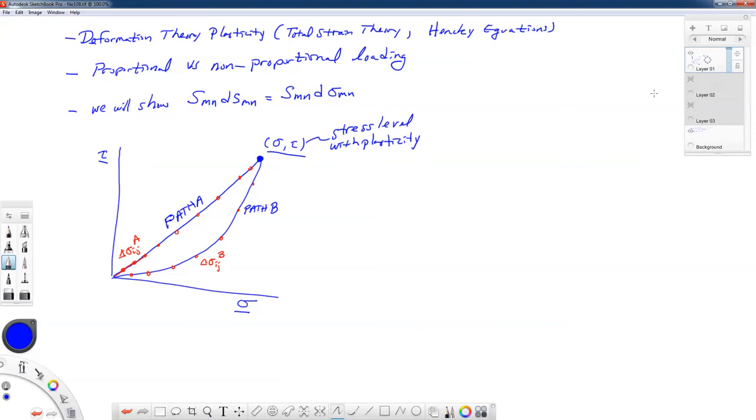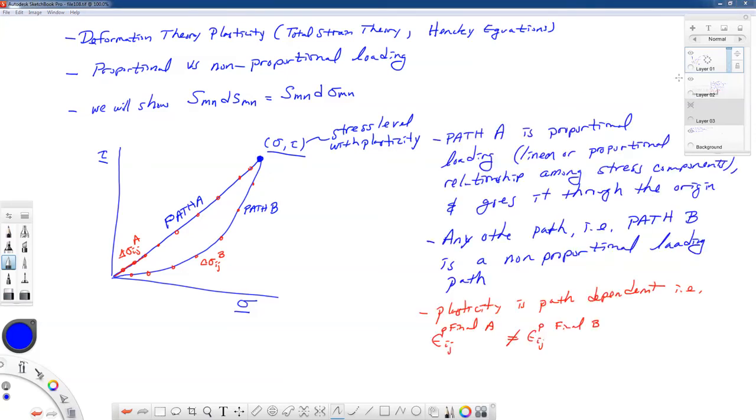So let's show a couple notes on that. Alright. So path A is proportional loading, linear or proportional relationship among the stress components, and it goes through the origin. Any other path, for example path B, is a non-proportional loading path. And the reason why we want to make this distinguishing feature between proportional versus non-proportional loading is that plasticity is path dependent. Depending on where we end up, we may end up at the same spot, but depending on how we get there, we may end up with different strains, different plastic strains from those two different paths.